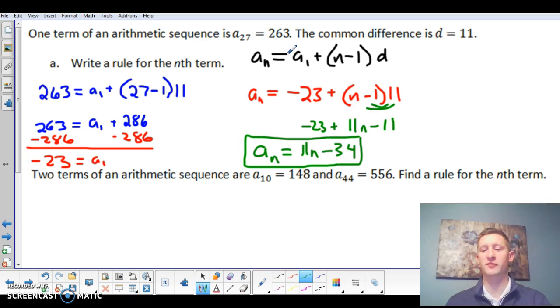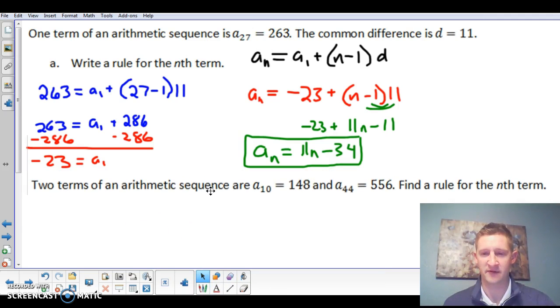So that's what we do if we're given one specific term and the common difference. The next kind of problem, we're going to be given two terms from the sequence. And we're going to be asked to find a rule for that nth term. Okay. So think about things that we know. We actually know two terms, but what we don't know is the first term or the common difference. So we're going to have to do a little bit of solving to find those two things.